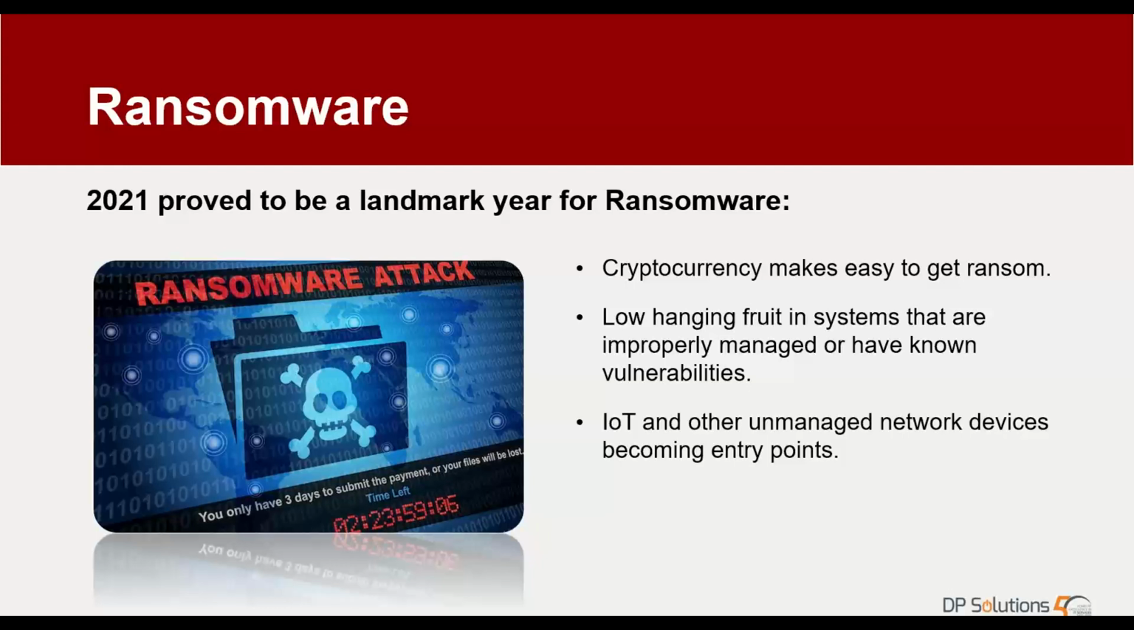Internet of Things and other unmanaged network devices becoming entry points. This is definitely a trending one, the so-called Internet of Things. Think about all of these network devices that are non-traditional. I always use the refrigerator as an example. The refrigerator that talks to the internet, it talks to your wireless access point, which then talks to the internet, and that's how it gets updates, or that's how it gets the weather or something like that.